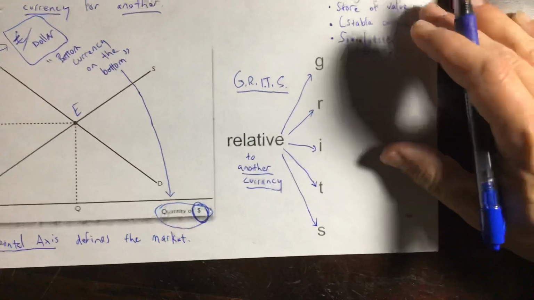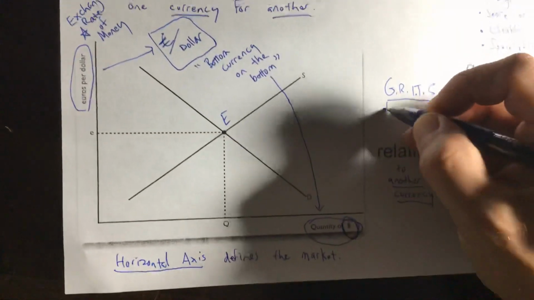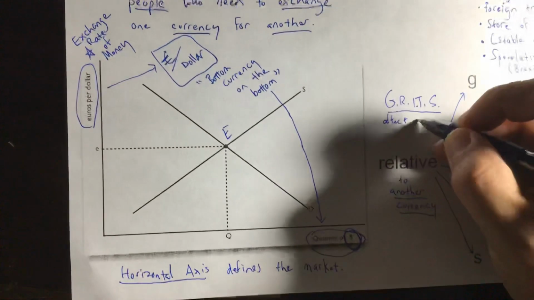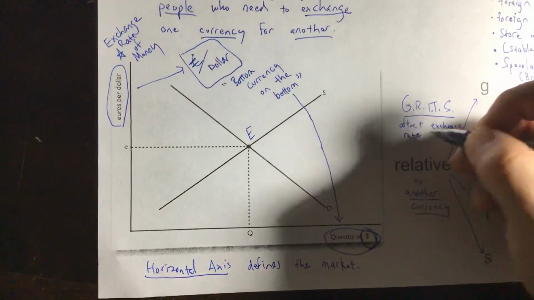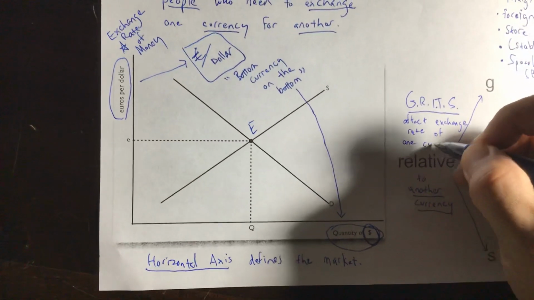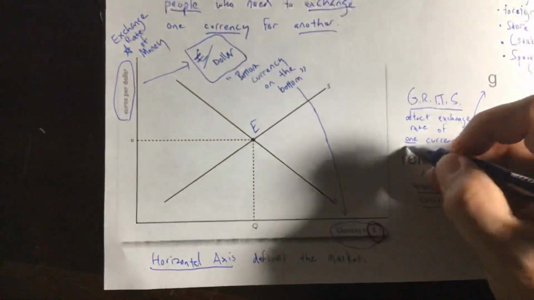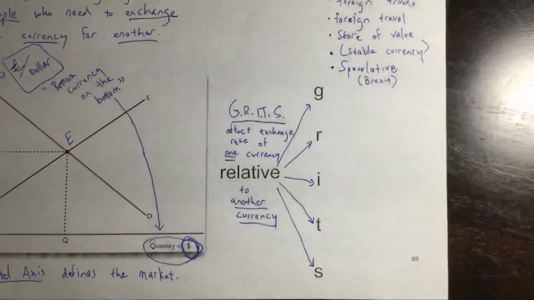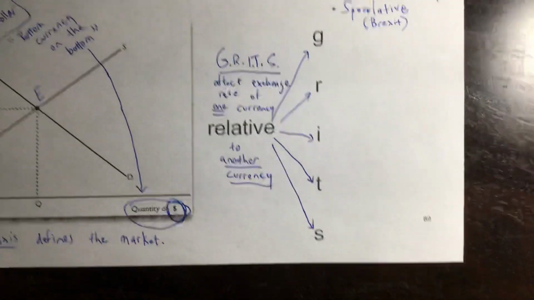G-R-I-T-S. Those are the 5 things that will affect the exchange rate of one currency to another currency.